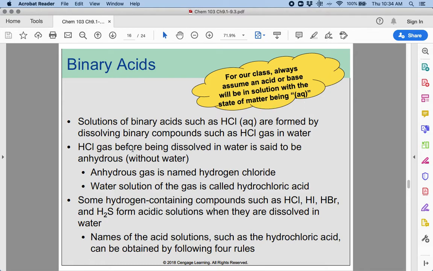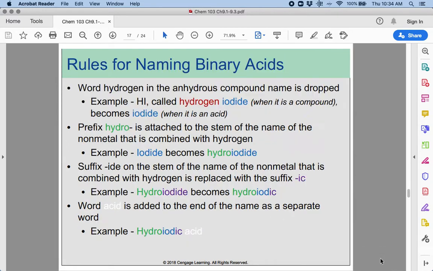So when we have a binary acid, bi standing for 2, a binary acid is going to be typically a proton and some sort of anion. Okay, so it's a hydrogen and something else. So for example, HCl or HI or HBr, HF or H2S, something like that. We're going to go through some rules on how to name these. You may be familiar already with the fact that HCl stands for hydrochloric acid, but how did we get there? So we're going to go through some rules on how to do this.